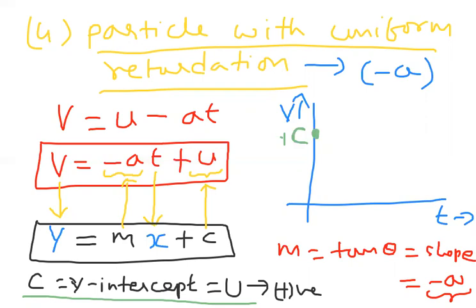Suppose it is a positive slope, the graph will rise. Positive slope indicates the y-axis term increases with respect to the x-axis term. But here it is not like that. Here it is a minus. Minus means we have to draw the graph like this. This indicates the slope is a negative slope.